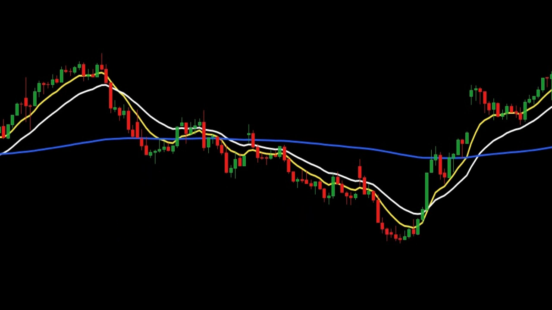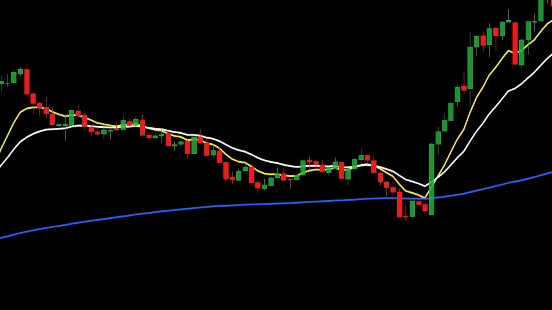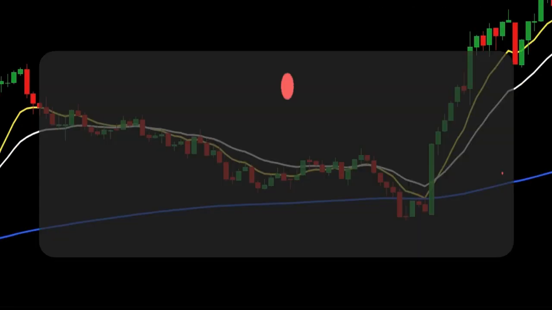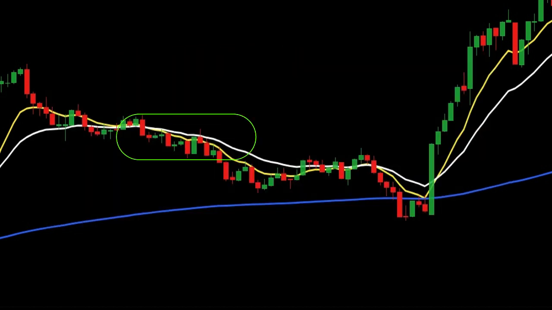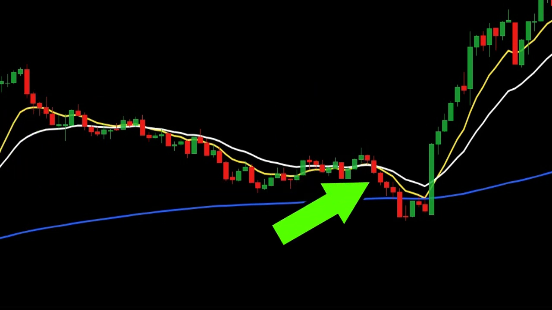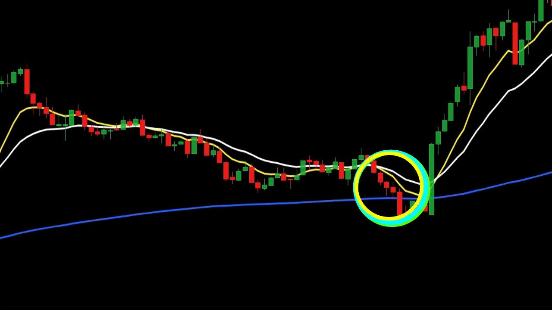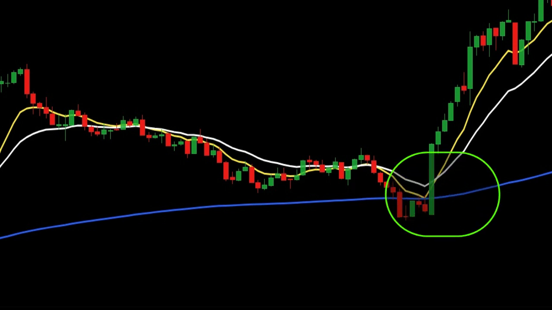Now let's see some buy and sell examples with the help of the 3 EMA, pullback and crossover strategy. First, we will take a look at the buy setup. For the buy setup, look at this chart. As we can see in this chart, price is in an uptrend and trending above the 200 EMA, and price started its journey below the 20 period EMA, and then the 9 and 20 EMA gave a bearish crossover at this point. So we can accept that price entered a pullback situation. So we can expect price to pull back to the 200 EMA and take support.